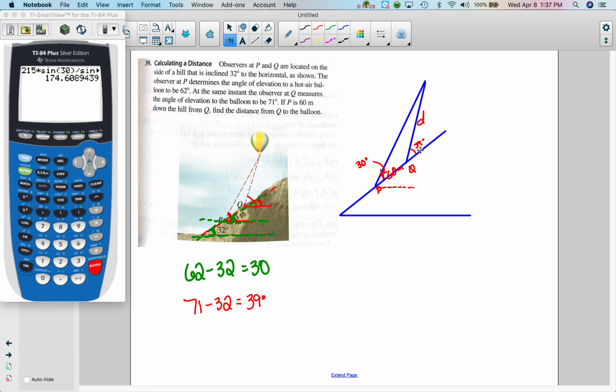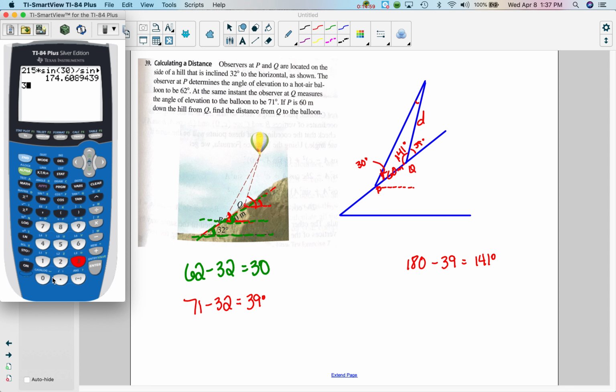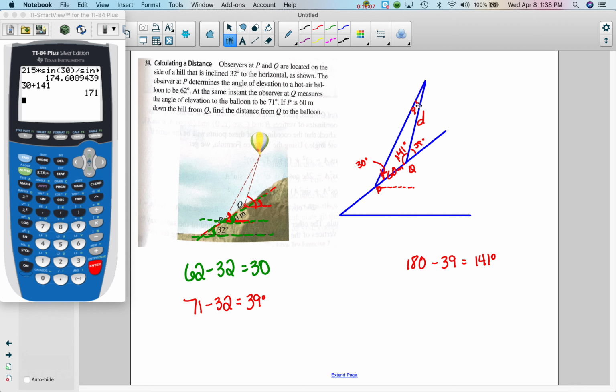But I don't want that. That's not part of my triangle. This is part of my triangle. Well, notice there's a straight angle right there. So I need to do 180 minus 39. And when I do, I get 141 degrees. That's the angle that's inside the triangle that I want, 141 degrees. Now I have a side. Actually, I need to know this up here because I know the side that's opposite this little small angle. So I know 30 plus 141 is 171. So this right here has to be 9 degrees.